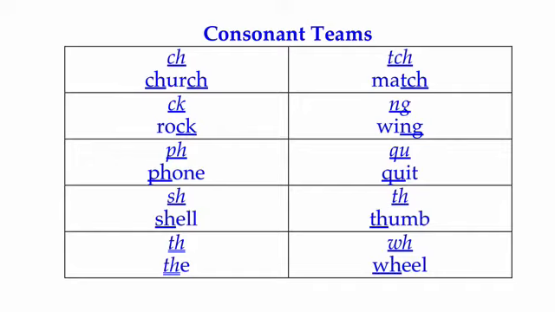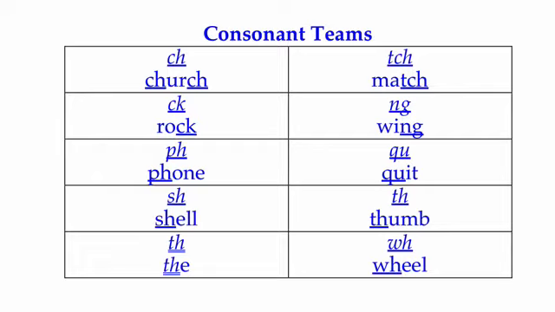CH, ch, church. TCH, ch, match. CH and TCH both represent the same sound. TCH must have a short vowel directly in front of it in order to use it. CK, k, rock. CK must have a short vowel directly in front of it in order to use the CK team. NG, as in wing. NG also must have a short vowel directly in front of it in order to use NG as a consonant team.